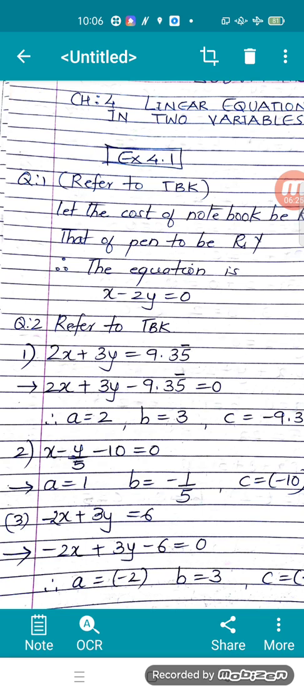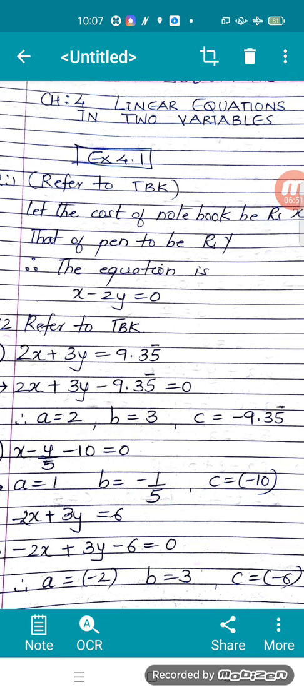Question number 2 also very easy. Express the following linear equations in the standard form ax plus by plus c is equal to 0. Okay, let us start. 2x plus 3y equals 9.35 bar is given on the right side, so bring it to the left side. 2x plus 3y minus 9.35 bar is equal to 0. So a is equal to 2, b is equal to 3 and c is equal to minus 9.35.